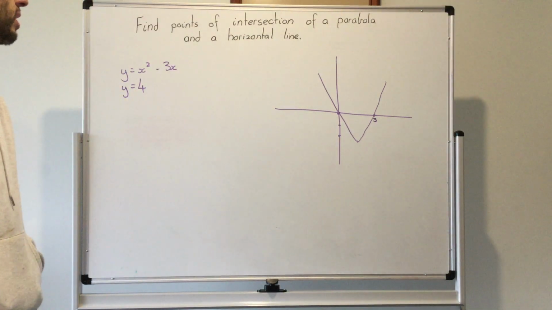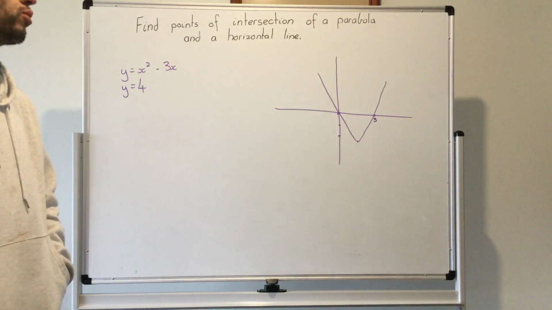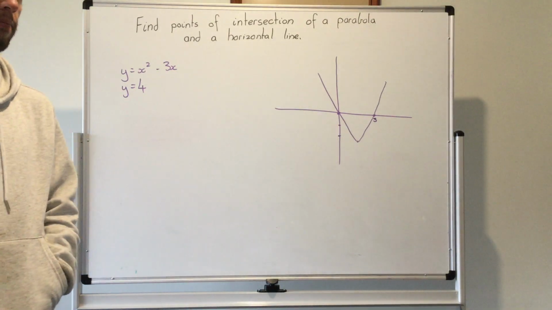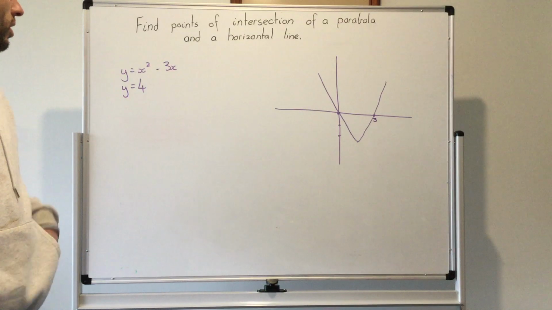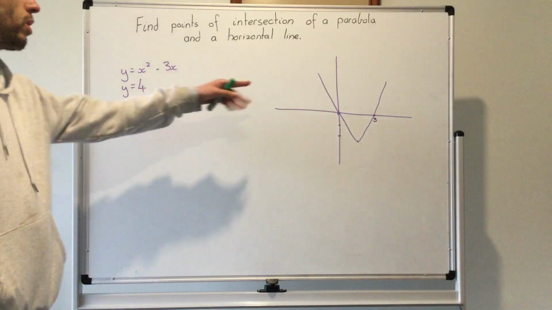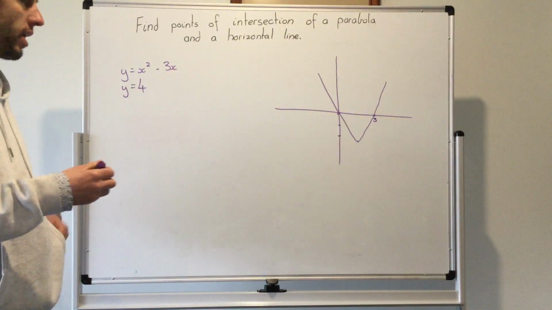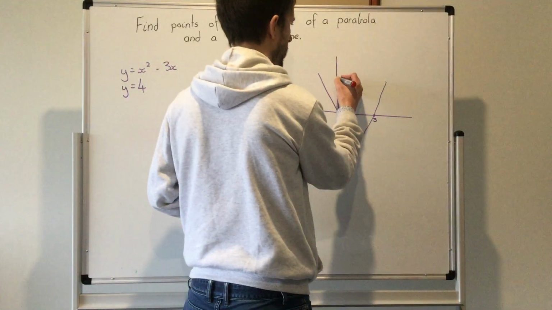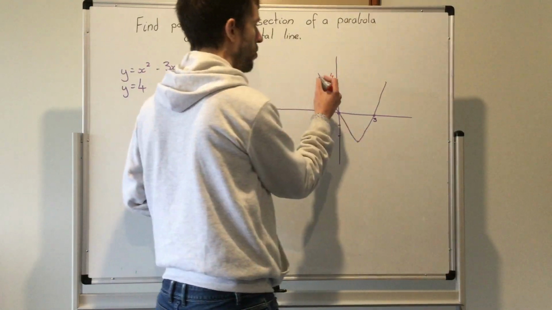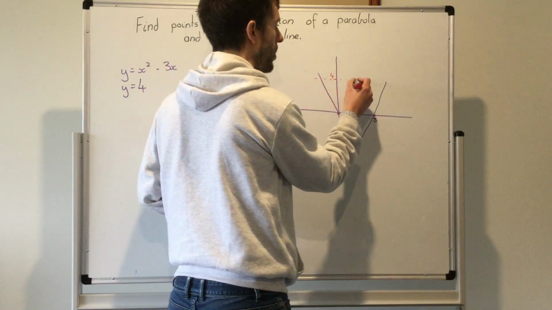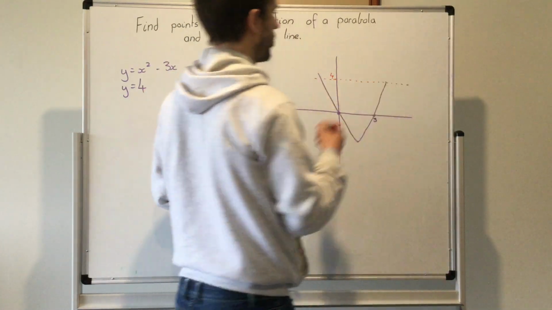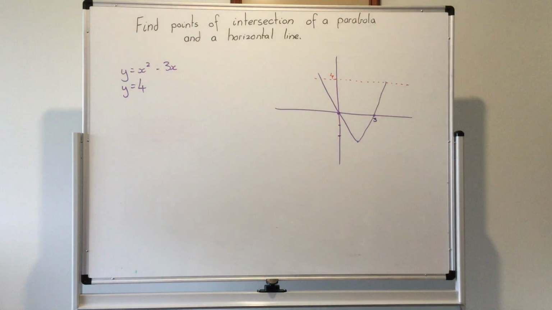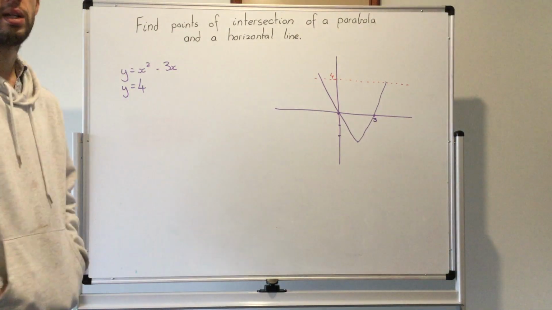So we are going to be finding points of intersection of a parabola and a horizontal line. Now the first thing I want you to think about is when we've got a parabola and a horizontal line here, y equals 4 just means that at y equals 4, we've got a line that is going across. So it's going to be having 2 points.